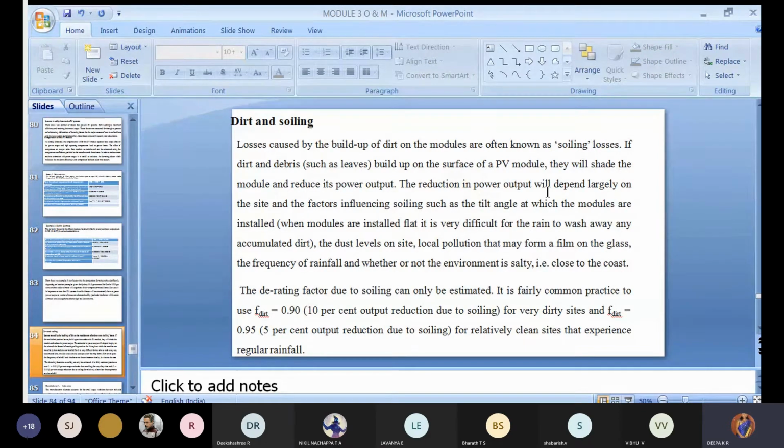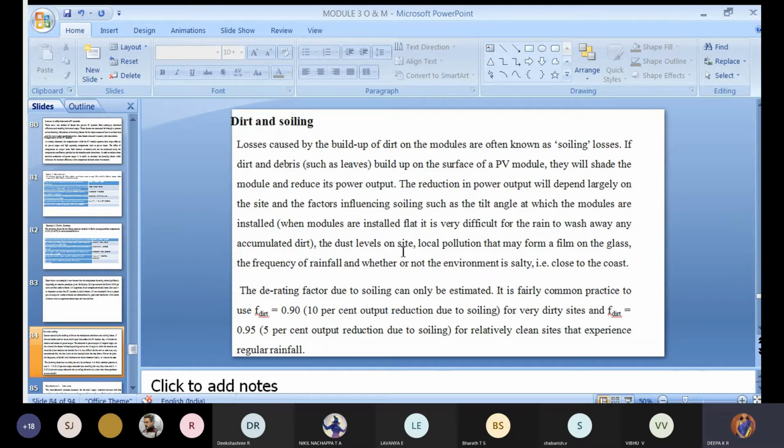That is what they say: the reduction in power output will depend largely on the site and the factors influencing soiling, which include the tilt angle at which the modules are installed. If the roof is tilted, you can implement as per the design. If not, try to make it a small tilted type of mount. Another factor is where you are locating. In greenery areas, leaves will shade the surface. Or assume you are in a construction area or near a roadside. Because of vehicle movement, dust will accumulate much more than in an area outside the city, away from urban areas. That also determines how much efficiency you lose.